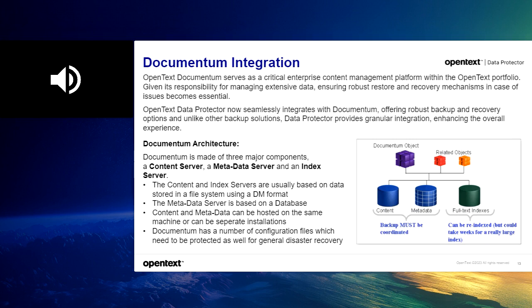The Documentum architecture consists of 3 major components. We have a content server, an index server, which are usually stored on a file system, and we have the metadata server as well, which is based on a database.